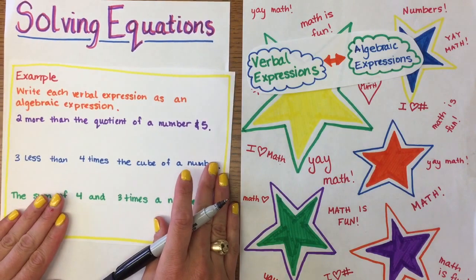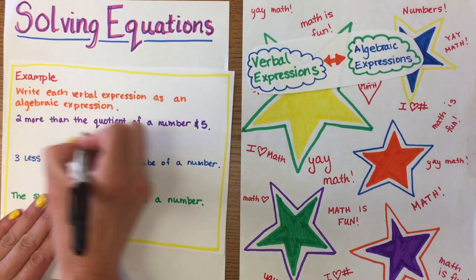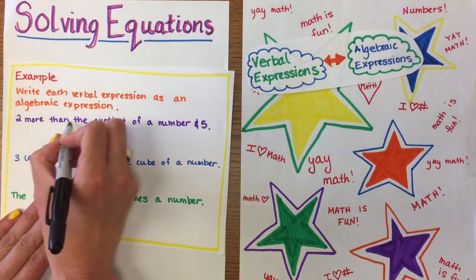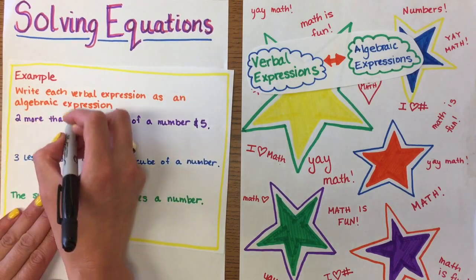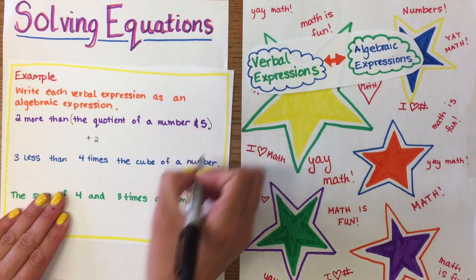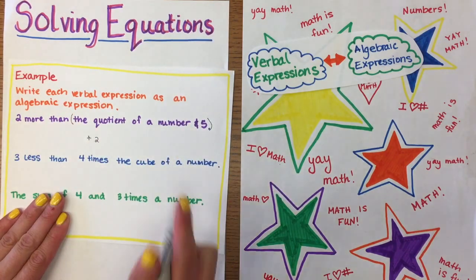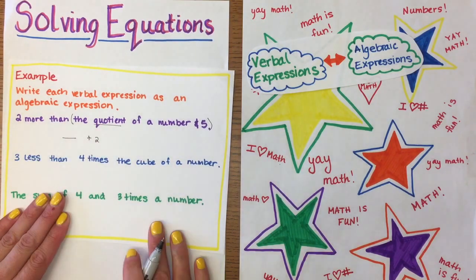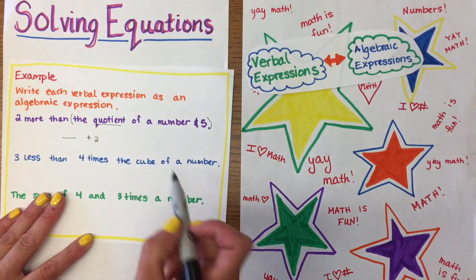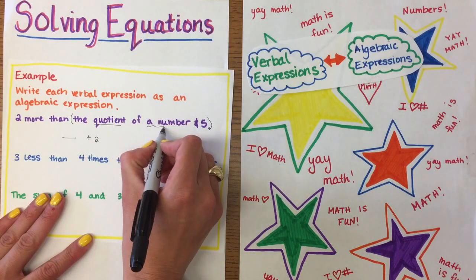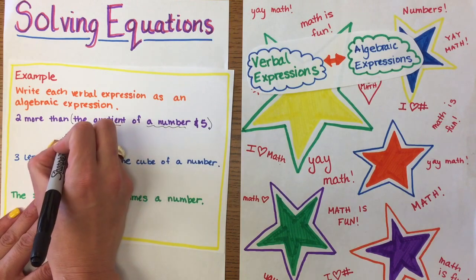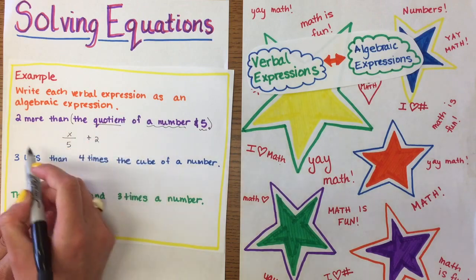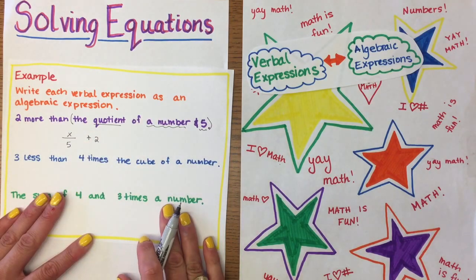So the words 2 more than means we are going to add 2 to whatever is on the other side of than. So 2 more than means that all of this gets plus 2. The word quotient means that we are going to have a division symbol. Quotient is going to mean divide. Whatever comes first is going to be the numerator, and whatever is after the word and is the denominator. So this becomes x divided by 5 plus 2.